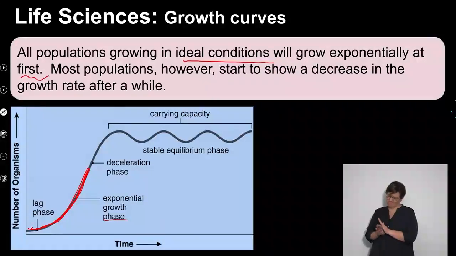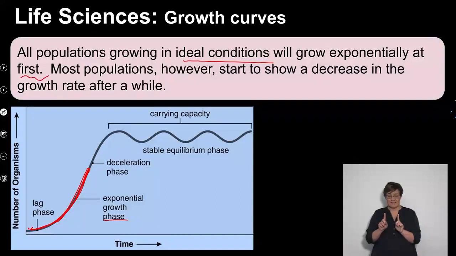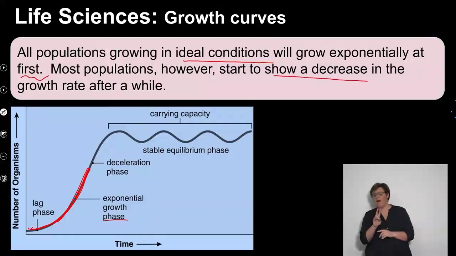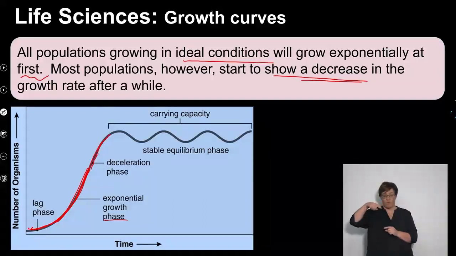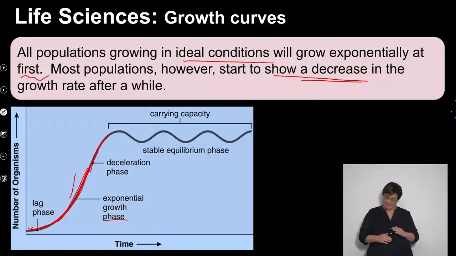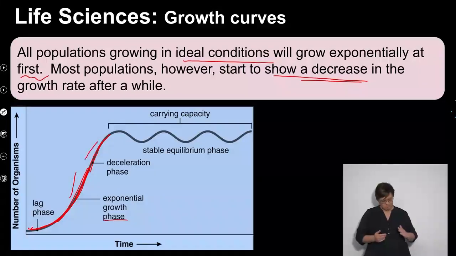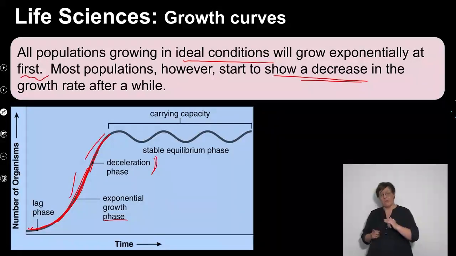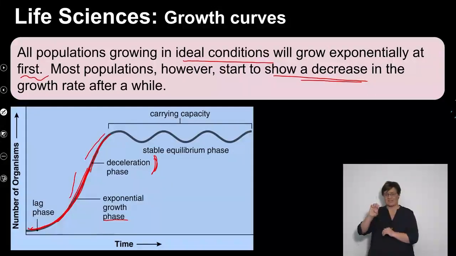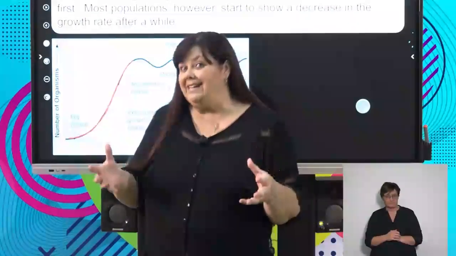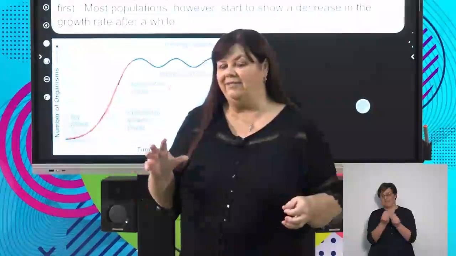It's accelerating. But we're now going to start showing a decrease in the growth rate. Do you see that our growth curve is not quite as steep as what it was? We've entered what we call a deceleration phase. What we're seeing now is the effect of limiting factors.